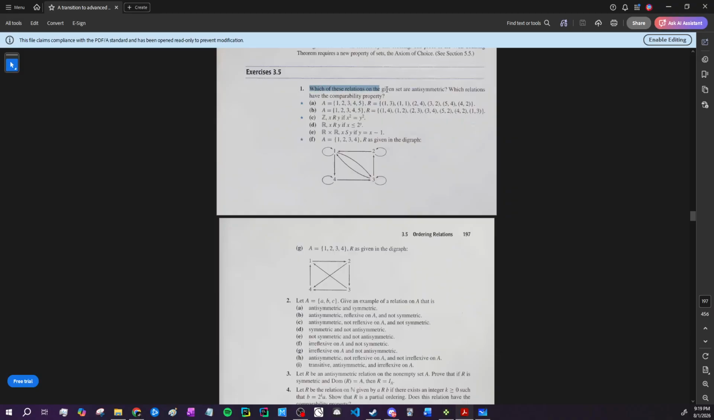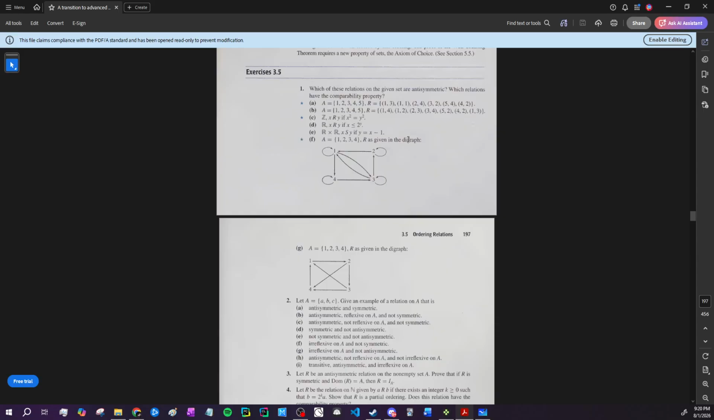So I guess we start with this one. Which of the relations on the arguments are anti-symmetric? Which relations have the comparable property? Okay, so looking at the first one, you have to know which one's anti-symmetric. Obviously, that one is where if x is related to y and y is related to x, then x equals y.